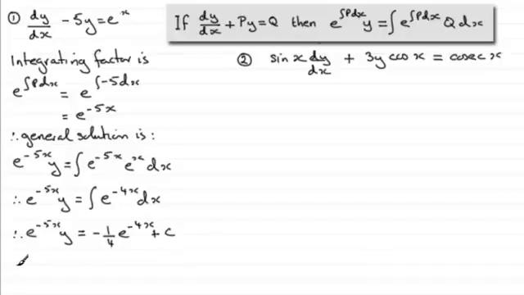Now if I multiply throughout by e to the power 5x, then this will just go to y, and then we've got minus 1/4, and we've got e to the power minus 4x times e to the power 5x, so if we add the powers we end up with e to the power x, and then for this last term it'll just be plus the constant c multiplied by e to the power 5x. Okay, so I'll just leave it in that format.